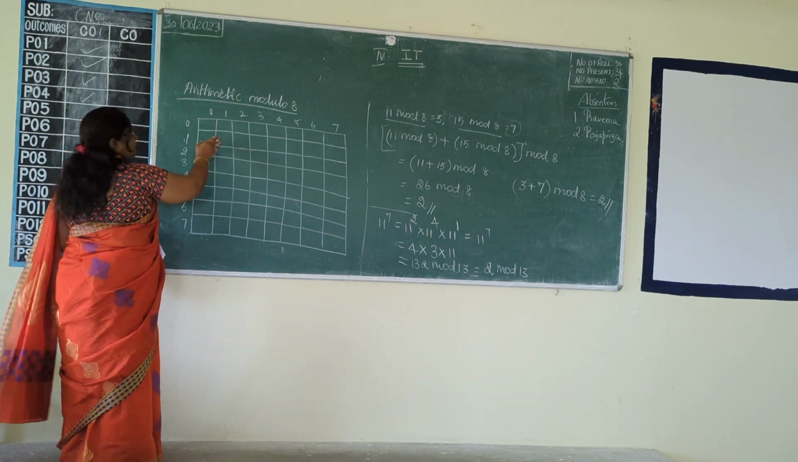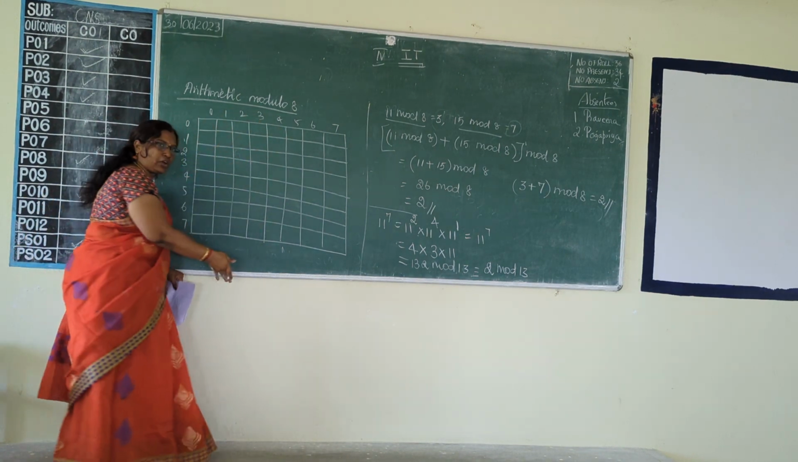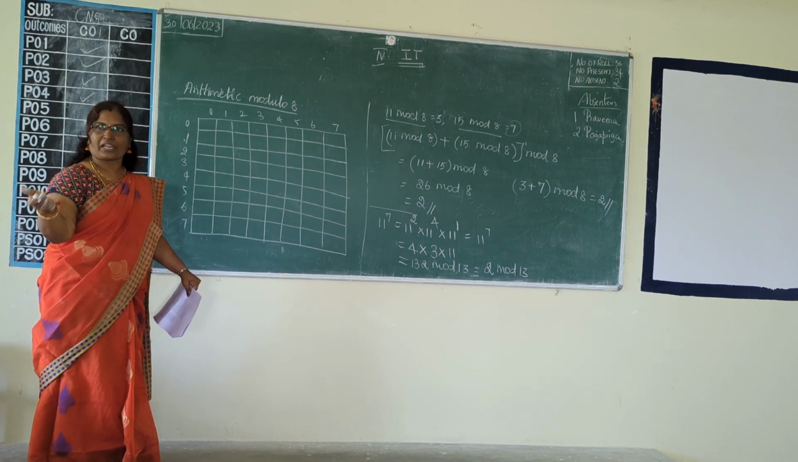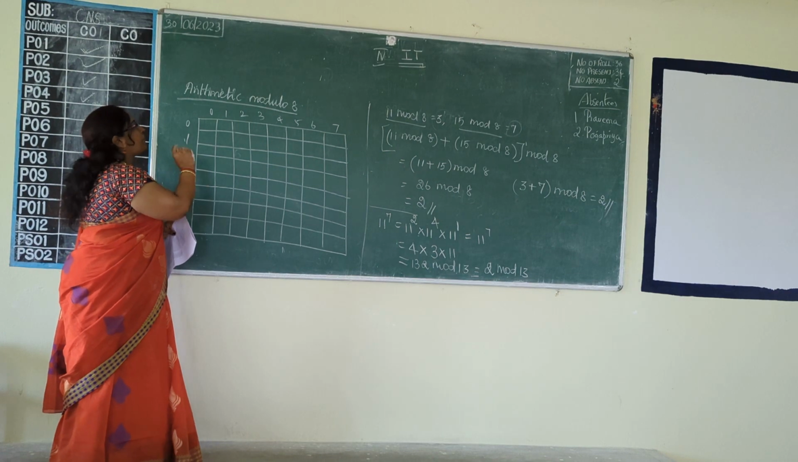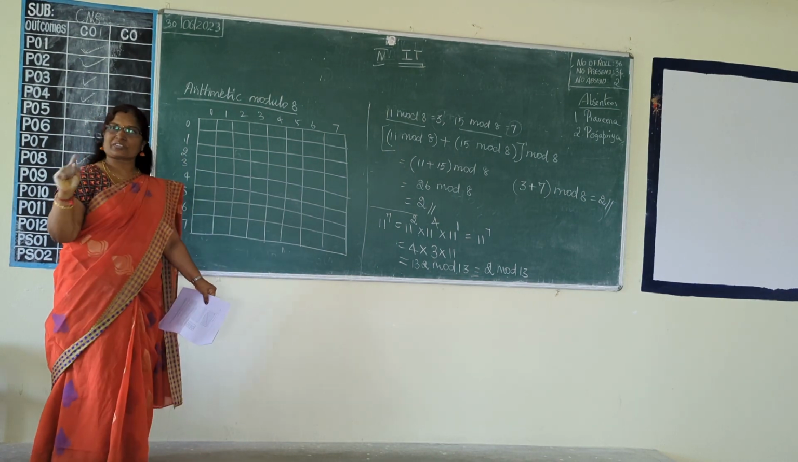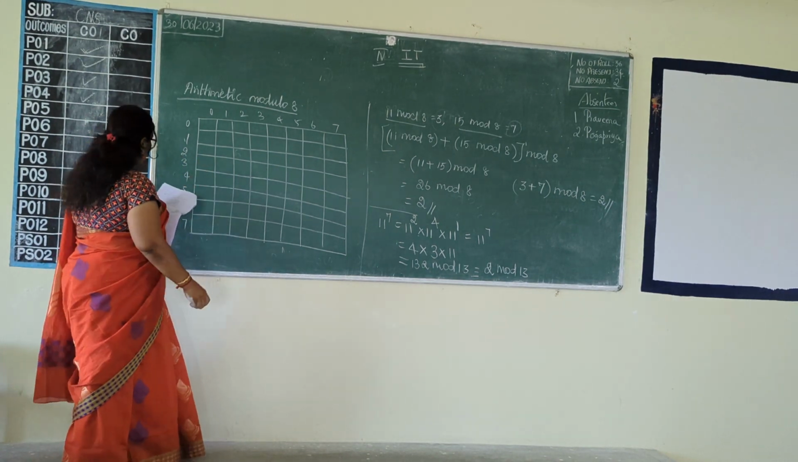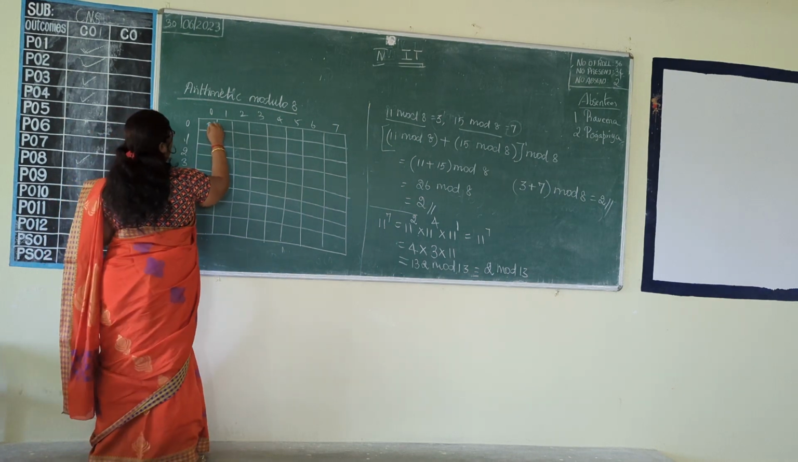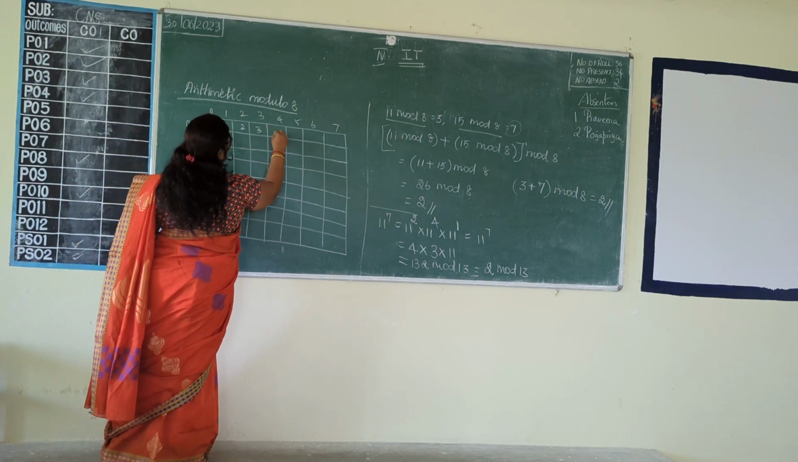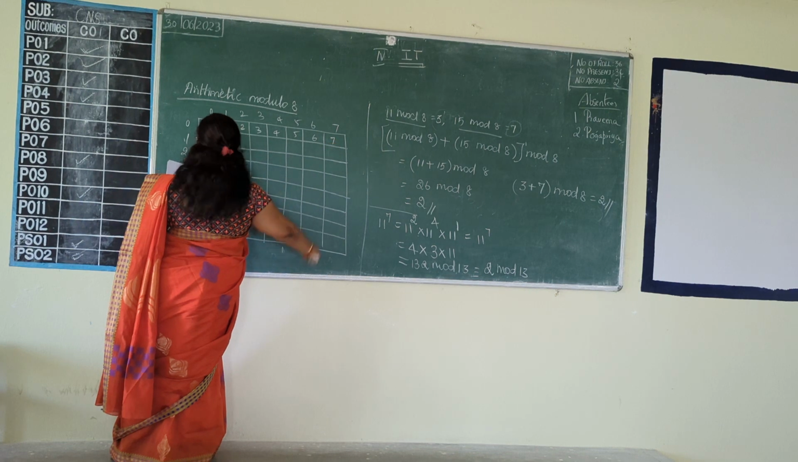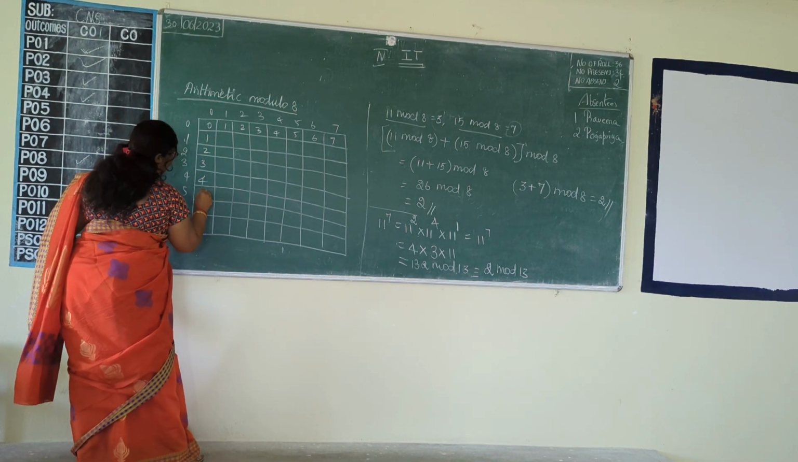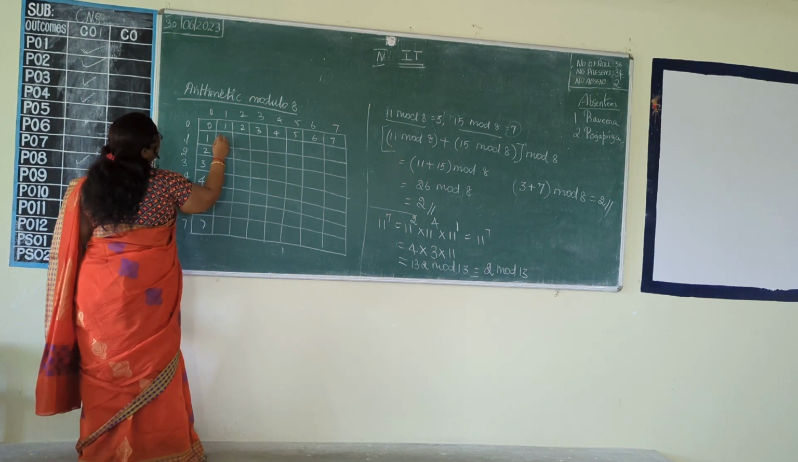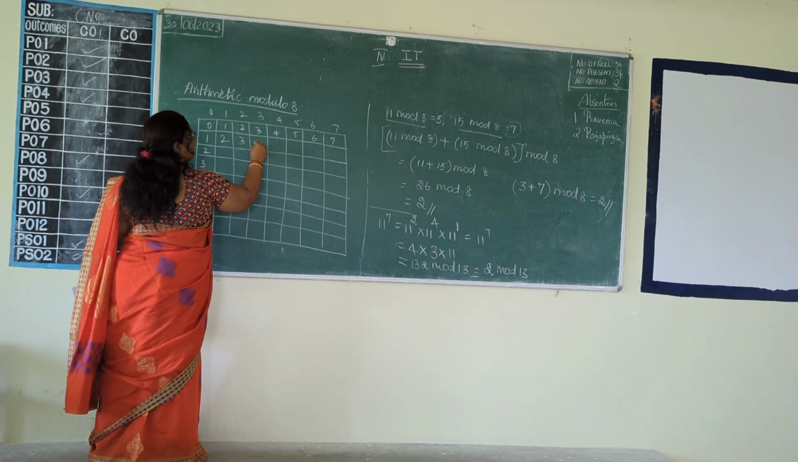So if it is arithmetic modulo 8, 8 should not come. Whenever it is 8 mod 8, it will become 0. So the only possibilities for the mod values are 0 to 7. For the row as well as the column I have given them. So fill that table: 0, 1, 2, 3, 4, 5, 6, 7. Next, can you complete this table?